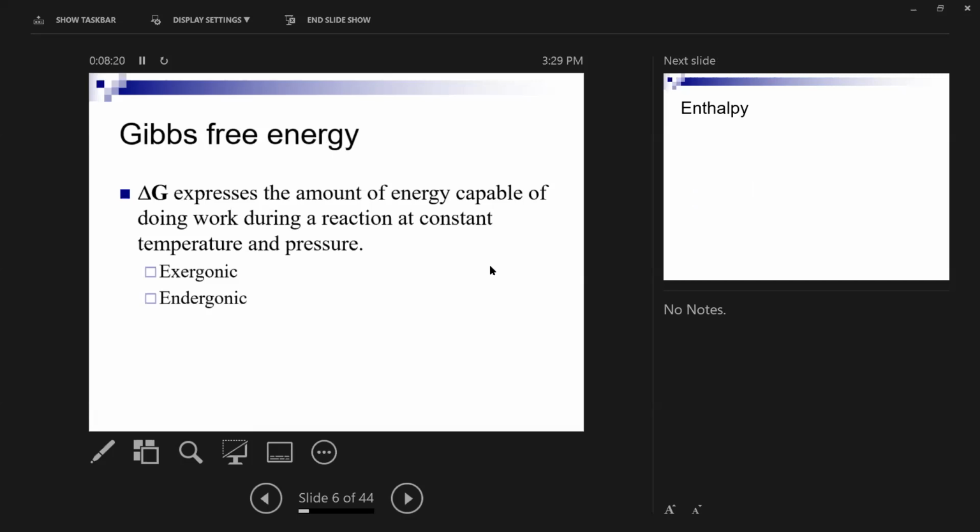So, exergonic reactions. Exergonic reactions have a minus delta G value. They are thermodynamically spontaneous. You don't need to put energy into them, theoretically, for them to go. Endergonic reactions have a positive delta G. Positive gives free energy. You need to put energy into them to get them to go.